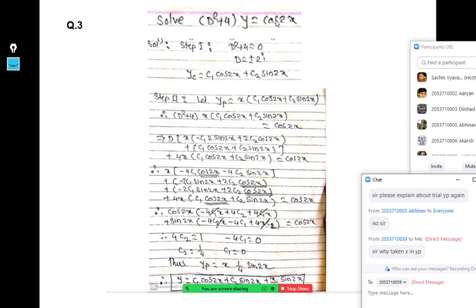Suppose here is cos 3x. If there is cos 3x, then our trial yp will be c1 cos 3x plus c2 sin 3x only. x will not be there. I hope it's clear. Is that clear? Yes, sir.